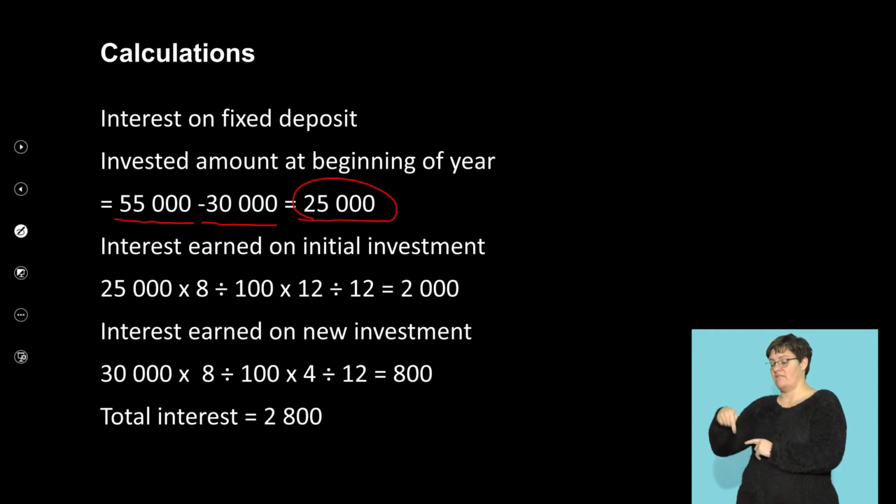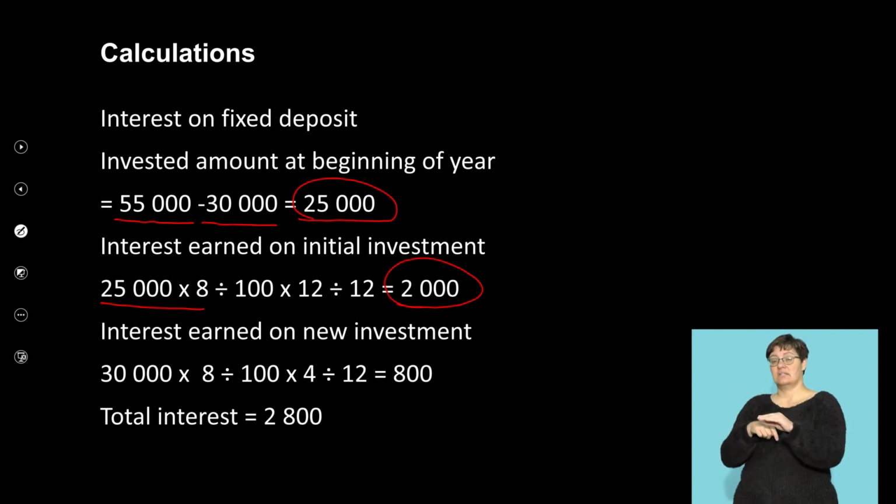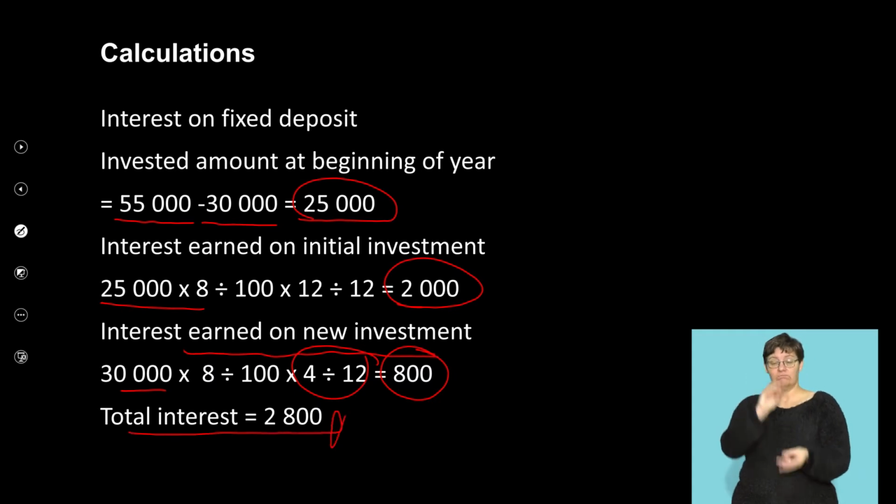So if we work out our interest on the initial investment, it's your 25,000 times the 8 divided by 100 times 12 divided by 12. That's for the whole year. The interest earned on the new investment will be 30,000 times the 8%, which is 8 divided by 100, times 4, because it was only for 4 months, to give me a total of 800 Rand. So your total interest should be 2,800.